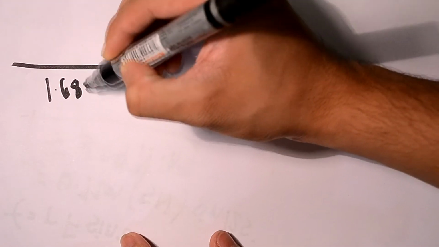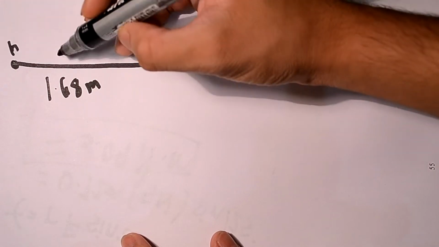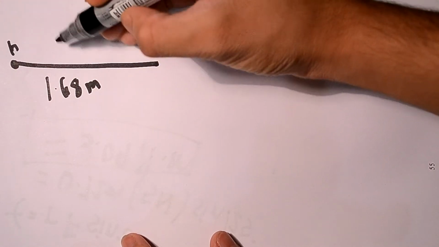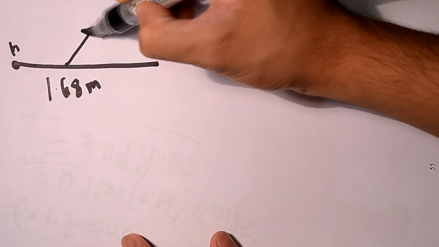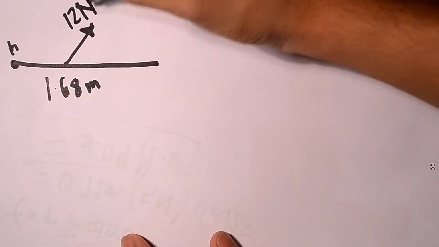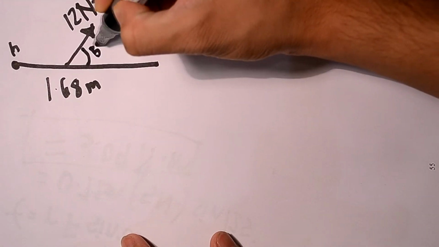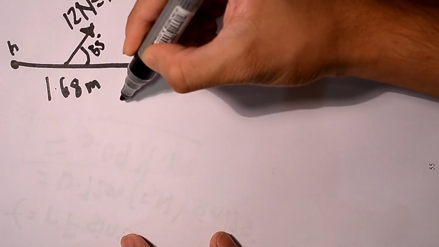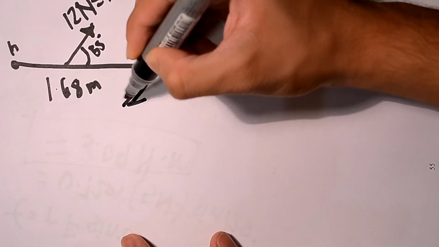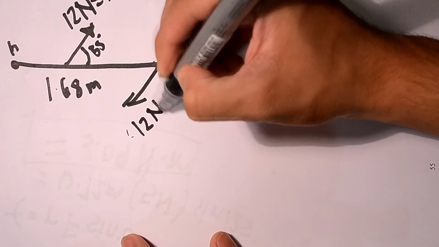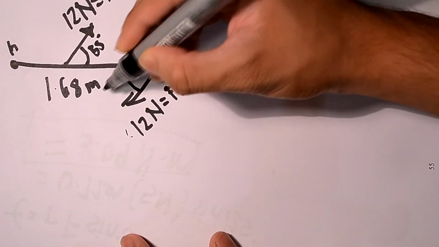For example 2, we are given a 1.68 meter door. So let's assume this is the hinge of the door. The door is acted on by two forces. One is located at the middle of the door, which has 12 newtons. Let's call this F1, with an angle of 55 degrees. And the second force is located at the tip of the door, which also has 12 newtons.